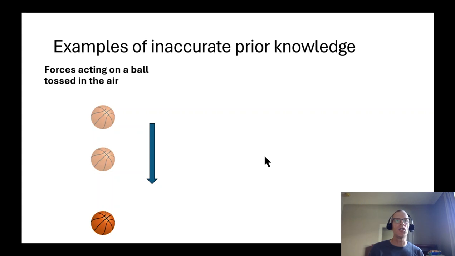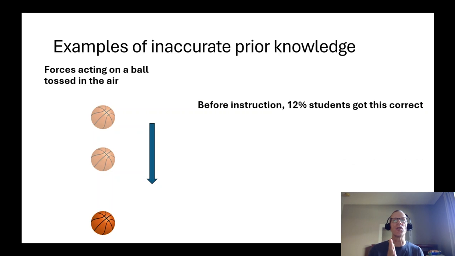According to one study, John Clement at the University of Massachusetts, published in 1982, he surveyed students, and people have done this throughout the ages, throughout time. His information showed that before instruction, 12% of his students got this right. The vast majority of the non-12% said that there was an upward force on the way up and then a downward force on the way down.